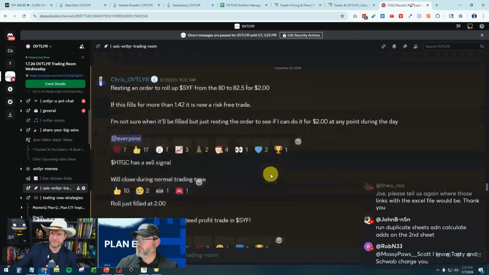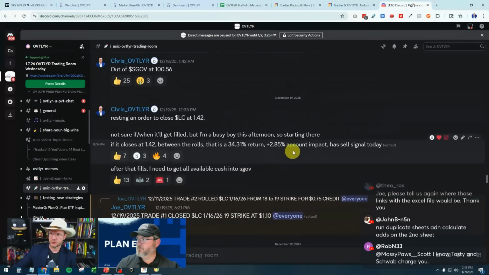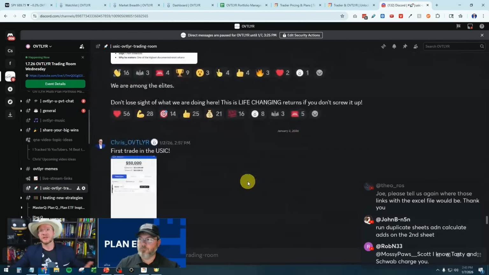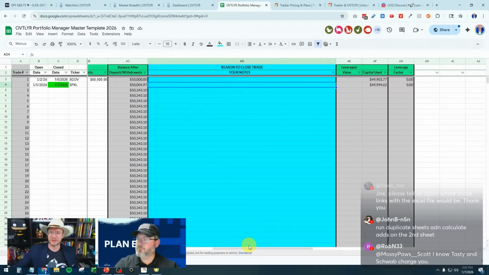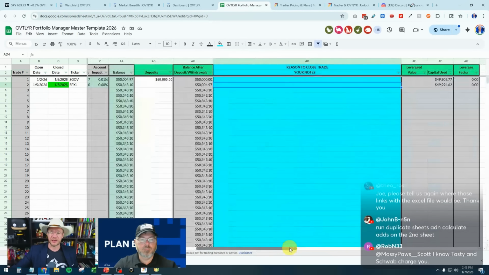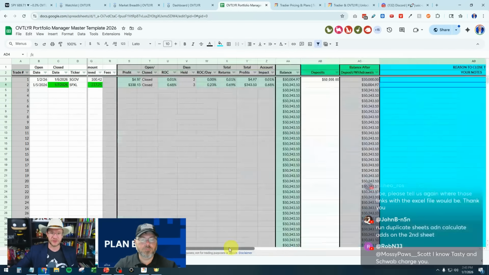One thing I like to do is actually put in why I close a trade, like outlier sell signal hit, plan ETF activated, or can't roll out in time for a credit, right? I personally like to keep track of that because you're going to have your reasons for getting in, and you also need to keep up with and track your reasons for getting out.